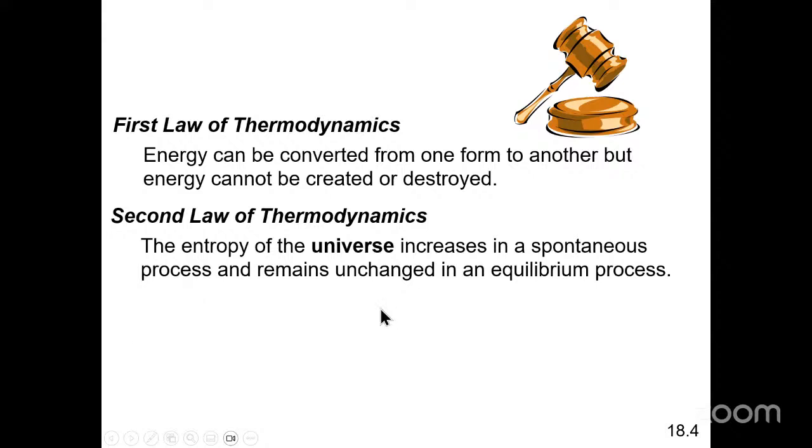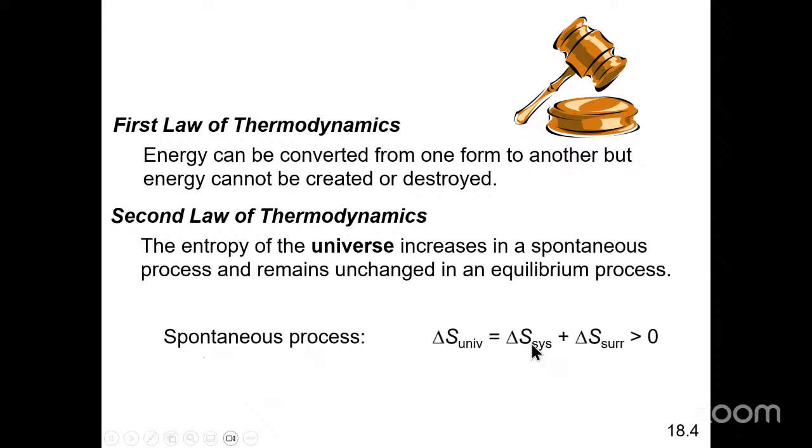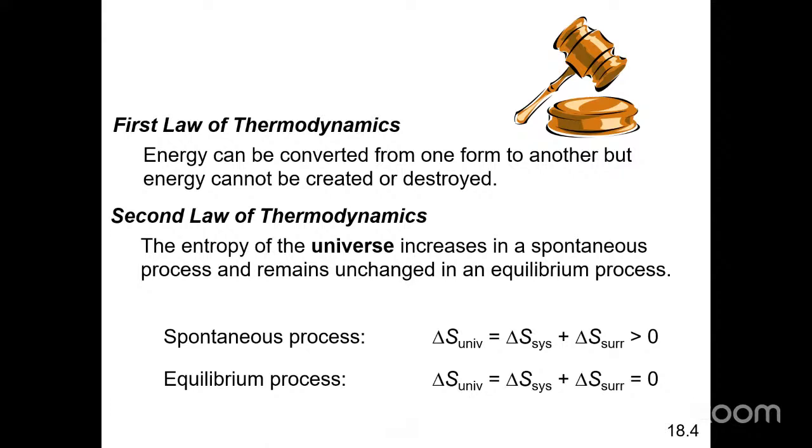So what does that mean? That means that for a spontaneous process, the sum total of the entropy of the system and surroundings, which comprise the universe, would be greater than 0, right? That was true for a spontaneous process. However, in the case of an equilibrium process, the change in entropy of the universe would be equal to 0, all right? So that's basically what the second law of thermodynamics is saying, all right?